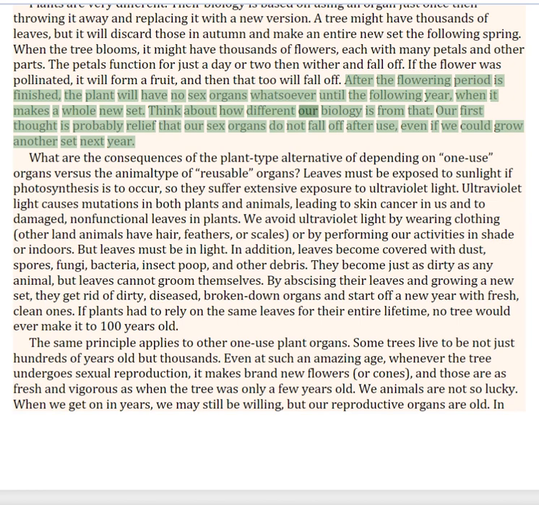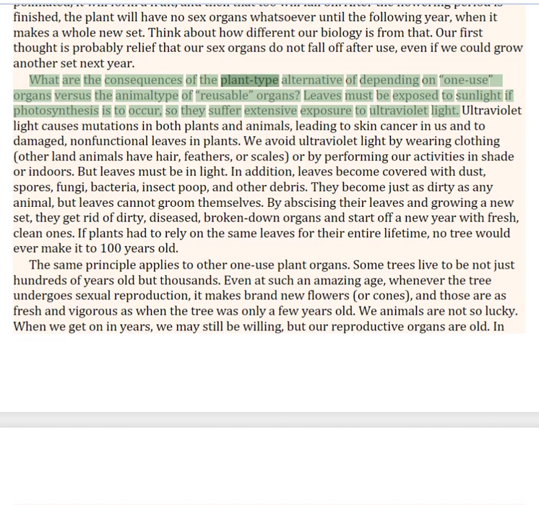Think about how different our biology is from that. Our first thought is probably relief that our sex organs do not fall off after use, even if we could grow another set next year. What are the consequences of the plant type alternative of depending on one-use organs versus the animal type of reusable organs?